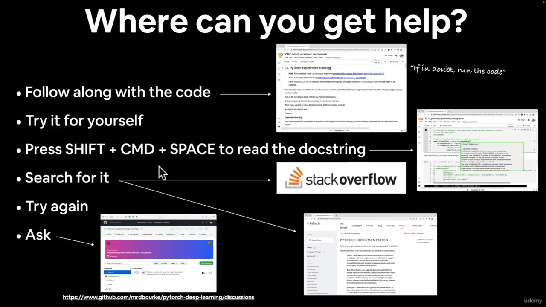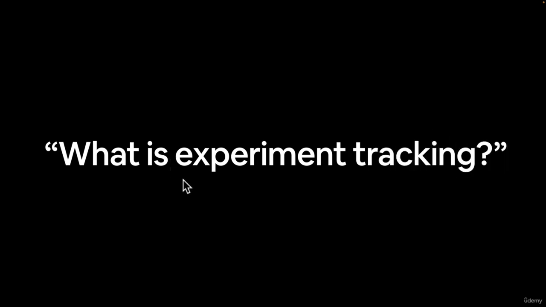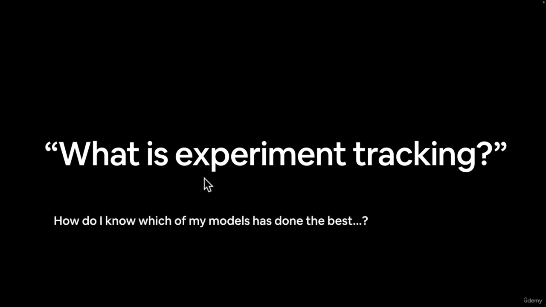So let's jump back into the keynote. You might have the question, what is experiment tracking? So we've built a fair few models so far. We've started with TinyVGG. We saw that that didn't work. And then we tried the power of transfer learning in the last module, and we saw that did work pretty well. So experiment tracking is the answer to the question, how do I know which of my models has done the best?